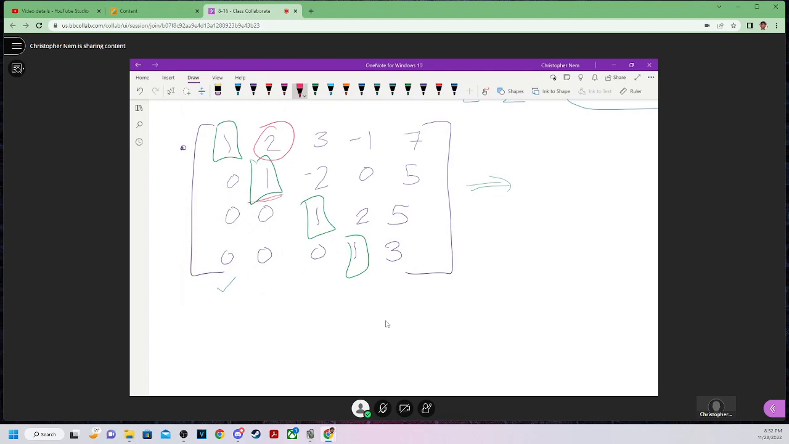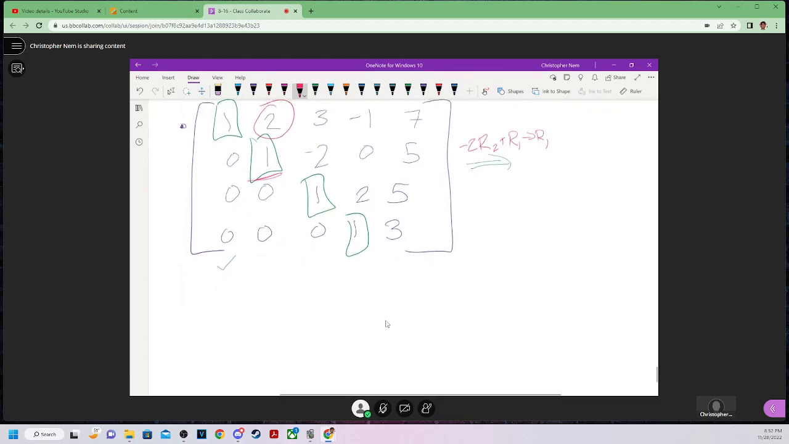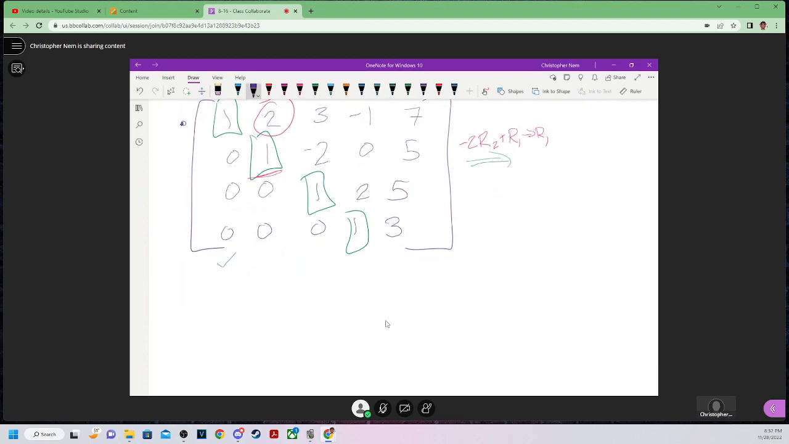I'm going to use this row, row 2. I'm going to multiply -2 times row 2 and add it to row 1. Of course, I'm going to send it to row 1 because I want that to be a 0. So now this is going to turn into 1, 0.